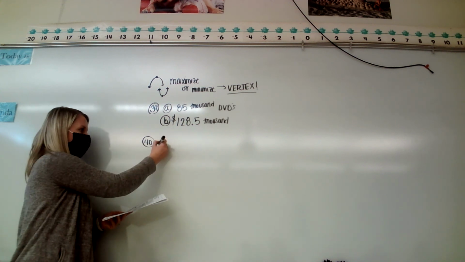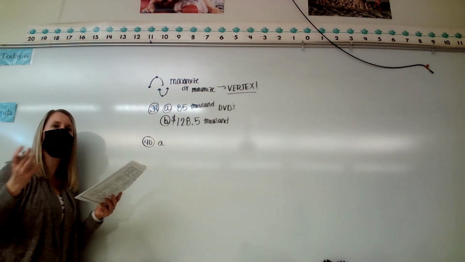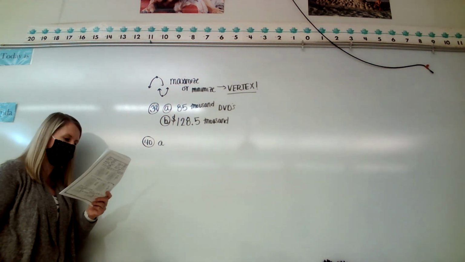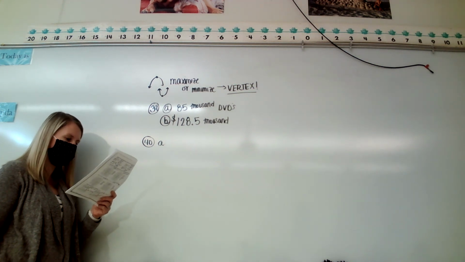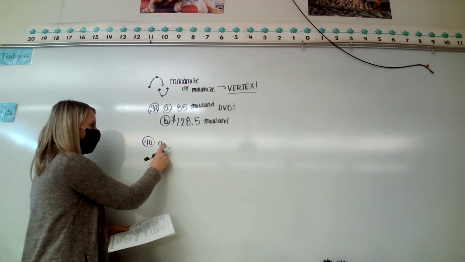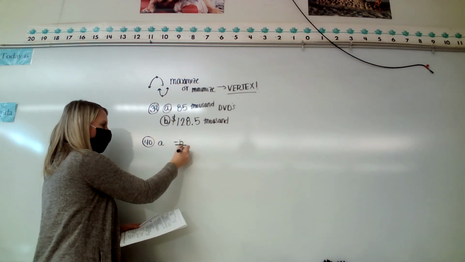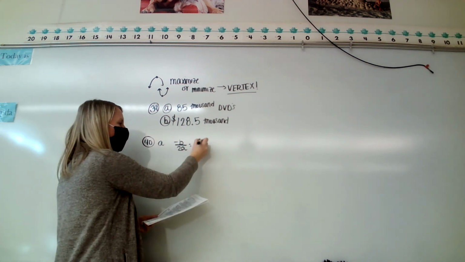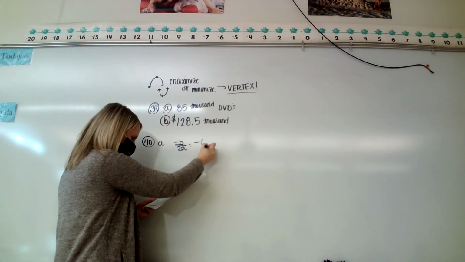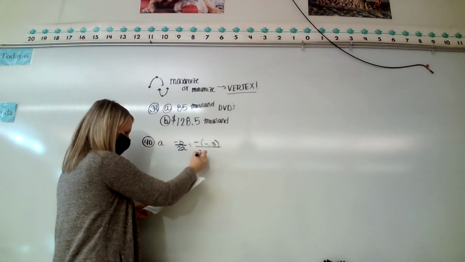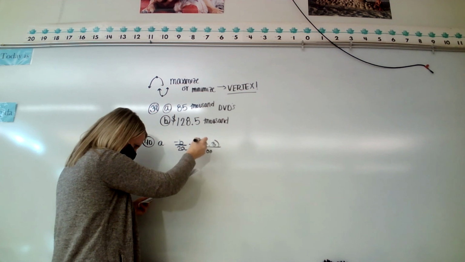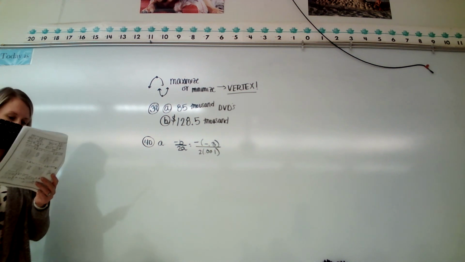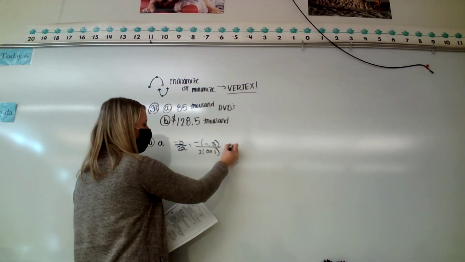So A says, how many trees will minimize the cost per tree? Anytime we're talking about minimize or maximize, we're talking about the vertex. So I'm going to go back to my equation and do negative b over 2a. We're seeing that popping up in a lot of our word problems, so something to look at in the future. So I get negative negative 0.3 over 2 times 0.001. I just threw that in a calculator, and it should come out to 150.